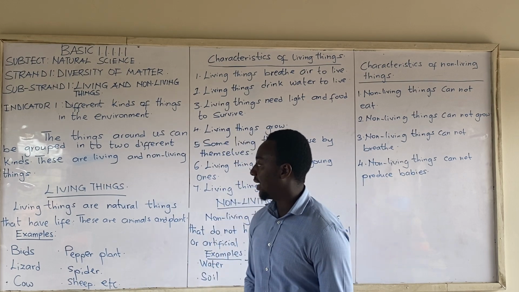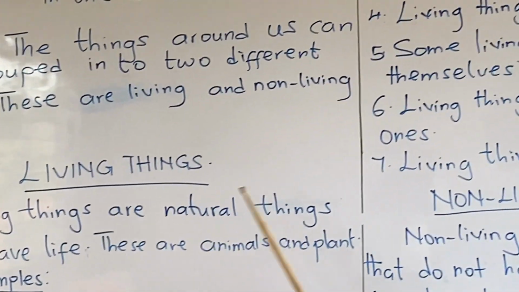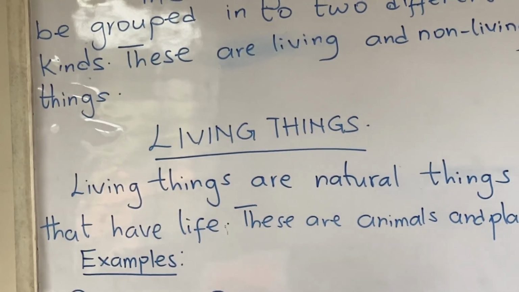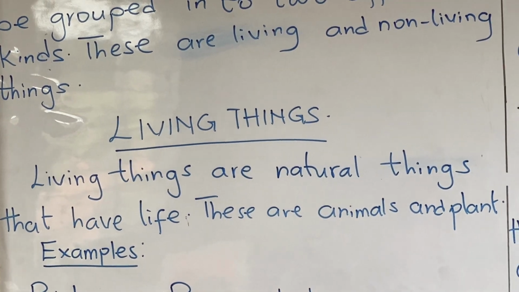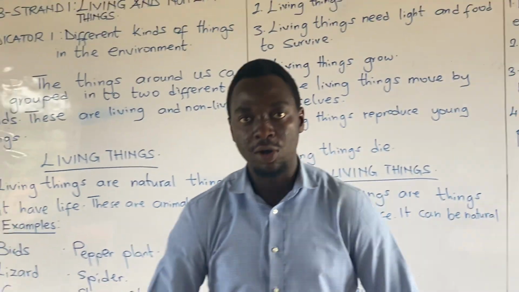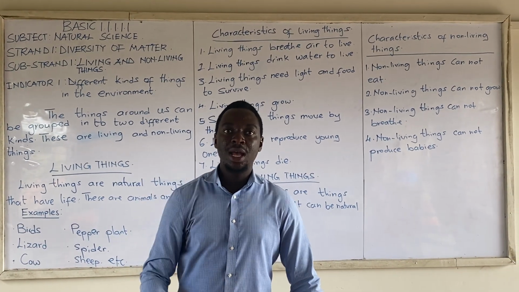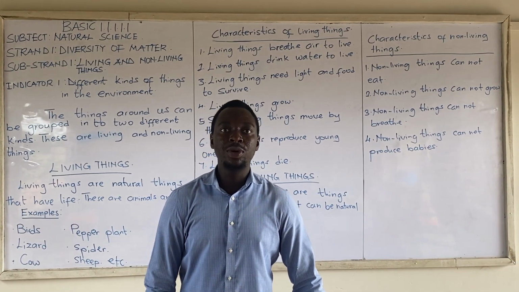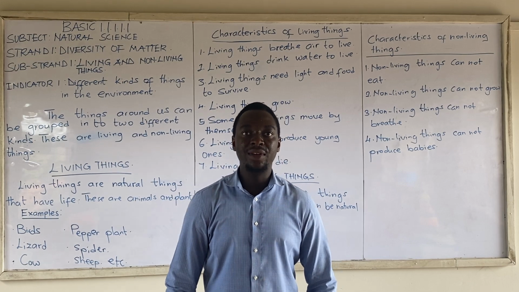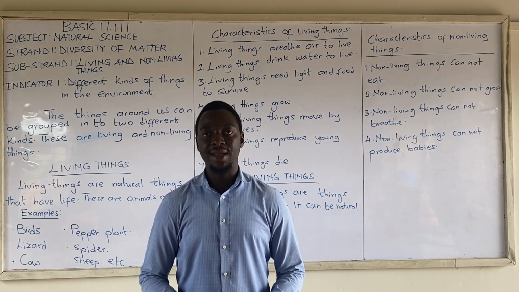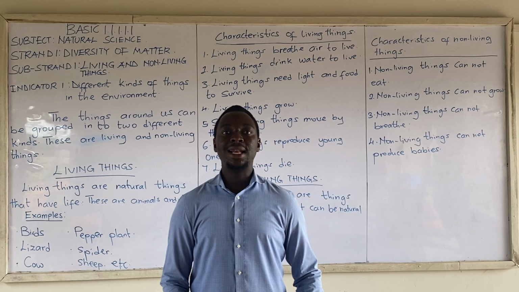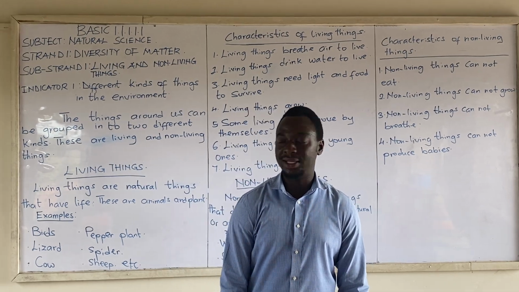Living things are natural things that have life. Natural things because they were created by God, and they have life in them. As we go on, we will get to know why we say living things have life in them. But before that, let's look at some examples of living things.